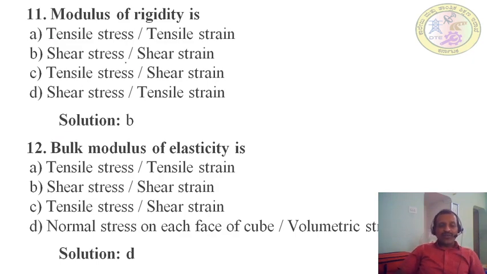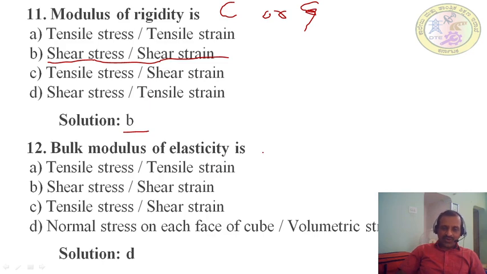11th, modulus of rigidity is A, tensile stress by tensile strain, B, shear stress by shear strain, C, tensile stress by shear strain, D, shear stress by tensile strain. So modulus of rigidity is denoted by C, or sometimes it is G. As we explained, this modulus of rigidity is the ratio of shear stress by shear strain. Modulus of rigidity is shear stress by shear strain. The answer is B.